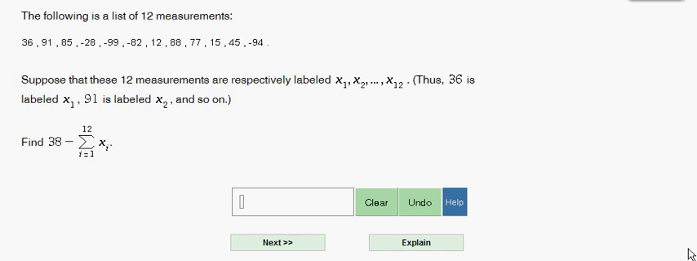This problem is the summation of indexed data from the ALEKS statistics course. And first of all, we notice here that we have this expression.